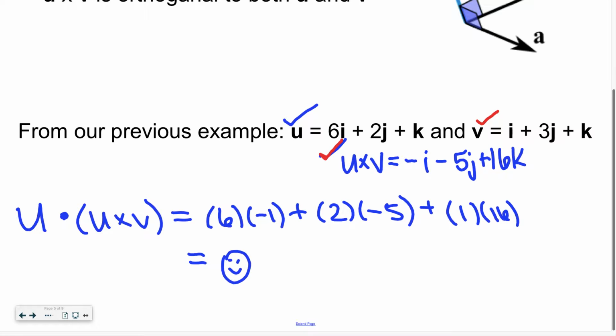Are you getting 0? Yep. 1 times negative 1, 3 times negative 5, and 1 times 16. You should be getting 0. Yay! Whoa. Legends. Yes, legends. Yes. Wizards. Nice.